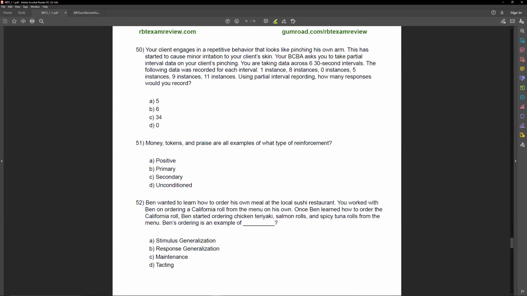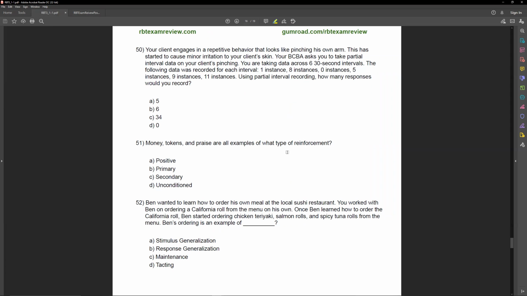So we're on question 51. Money, tokens, and praise are all examples of what type of reinforcement? Okay, starting with a very straightforward question today. Easy question. If you've been studying, this is a question that on the real exam you should be able to answer in 10, 15 seconds and keep moving.